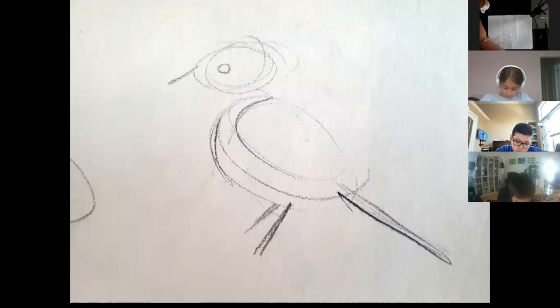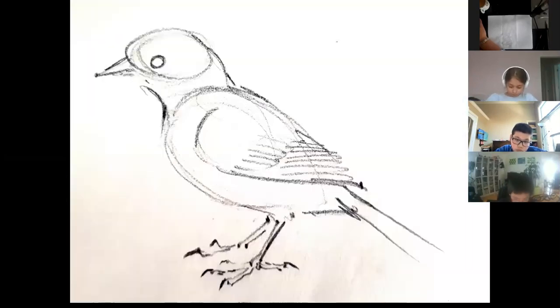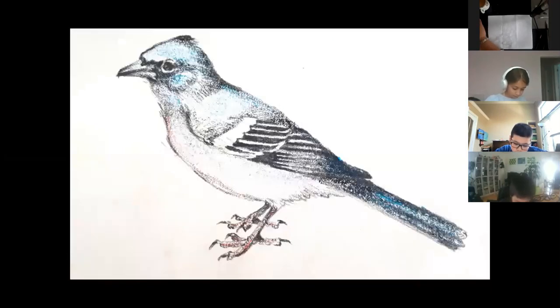And then this is the third step. So it's getting more and more convincing. All right. So this is the bird. So as we continue, in the end, this is what we get.